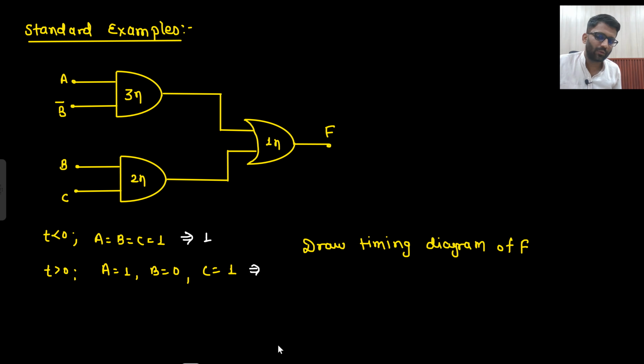And in this case what will be your output? Forget about delay, I am directly asking the output. If delay is not mentioned, what will be the output? So 1 into 1, 1, and 1 into 0, here 0, 1 plus 0 is 1 only. So here also output should be 1.